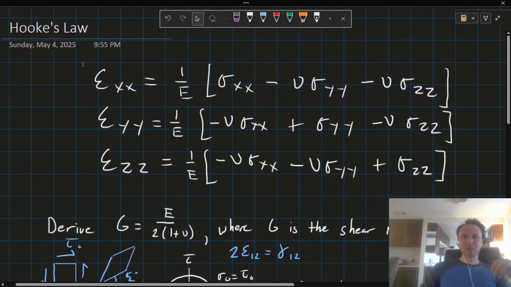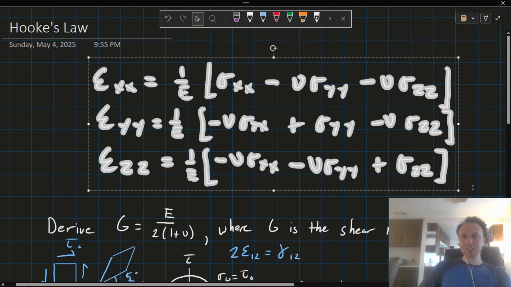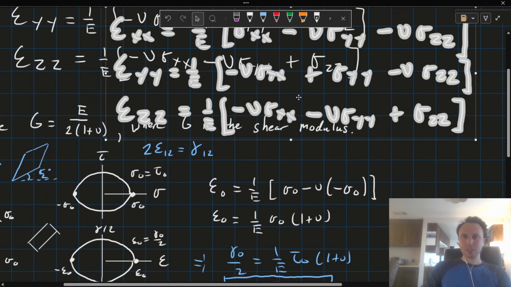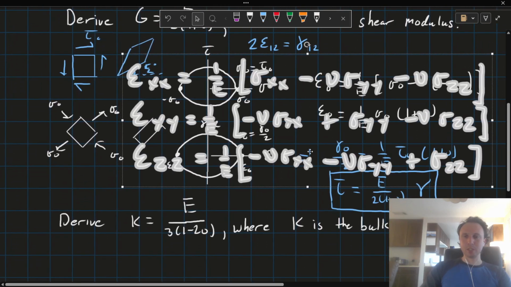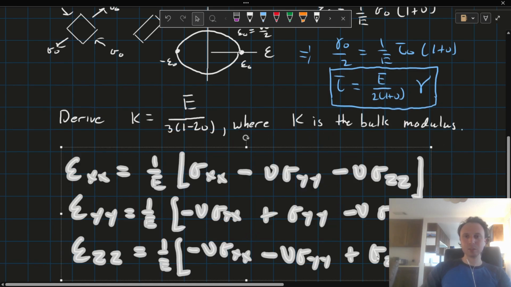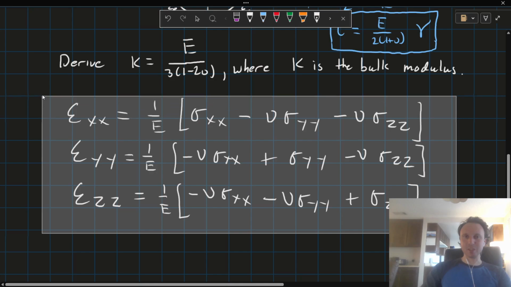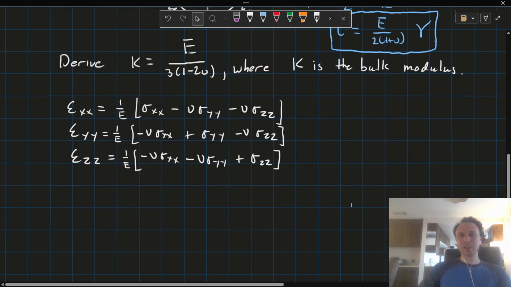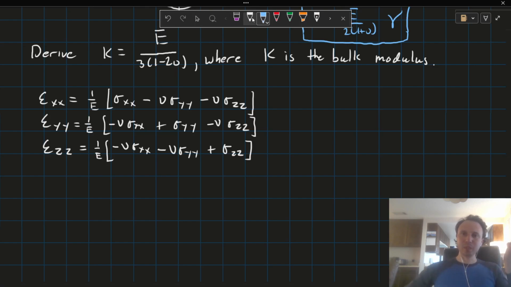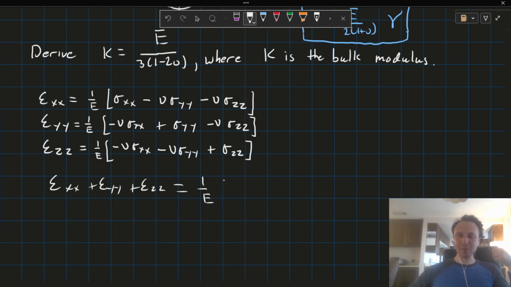And so to do that, we have to do a little trick. So I'm going to go ahead and copy and paste this. Okay, I'll make it smaller too. So the trick here is we're going to just go ahead and add all of these up. So epsilon xx plus epsilon yy plus epsilon zz is equal to 1 over E times 1 minus 2 nu of sigma xx plus sigma yy plus sigma zz.